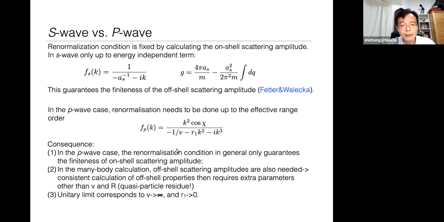For the P-wave case, just to note here, the unitary limit corresponds to when these two terms go away, which means V goes to infinity and the effective range R1 goes to 0. So you're left with only the term which is essentially fixed by the unitarity condition, ik to the third power.